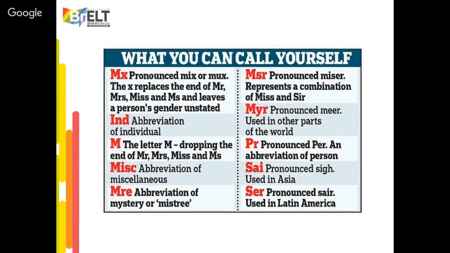of the world. We have an abbreviation of person, which is per, excuse me. We have psi, that is used in Asia. And we have ser, I don't know how to pronounce that, but it's used in Latin America. It's a very good way to address people and make no assumptions, right? They have the right to choose the way they want to be called, the way they want to be addressed.